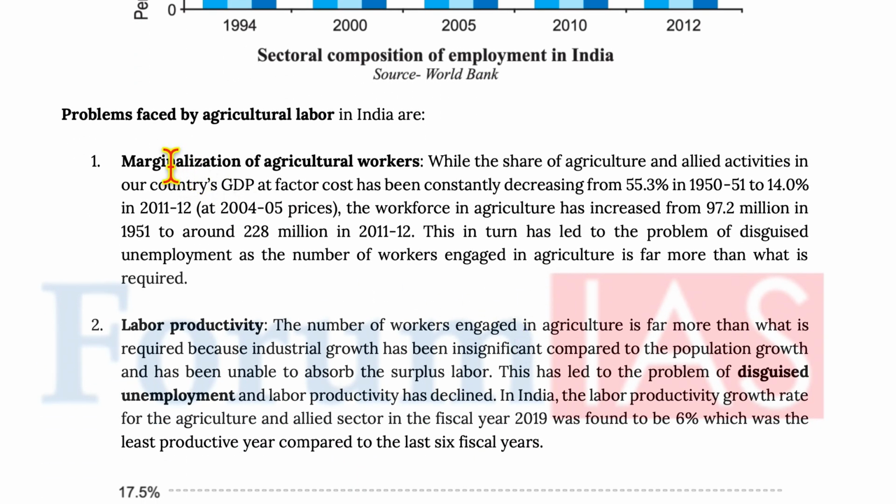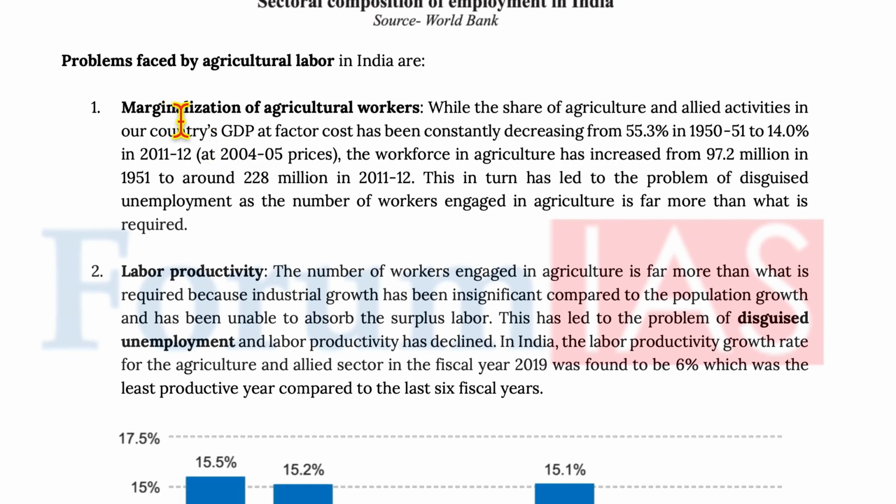Now, moving on to the problems faced by agricultural laborers in India. The first one is marginalization of agricultural workers. While the share of agriculture and allied activities in our country's GDP at factor cost has been constantly decreasing from 55.3% in 1950-51 to 14% in 2011-12 at 2004-5 prices.